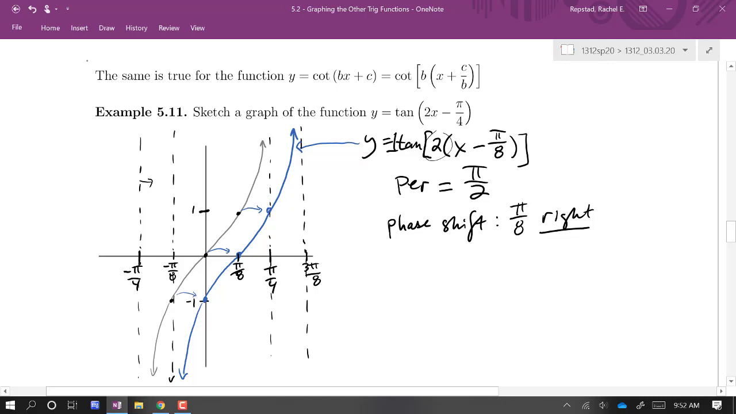So there's 3 points. I plot 3 points, like where it goes through the origin, or whatever point that is if there's a phase shift. I've got my 2 asymptotes, and halfway to each asymptote tells me where I hit 1, or whatever that coefficient is, and negative 1. So I plot 3 points, I plot the asymptotes as dotted lines, and then I draw the curve so that it fits in between. And the gray one was just tangent of 2x, no phase shift.